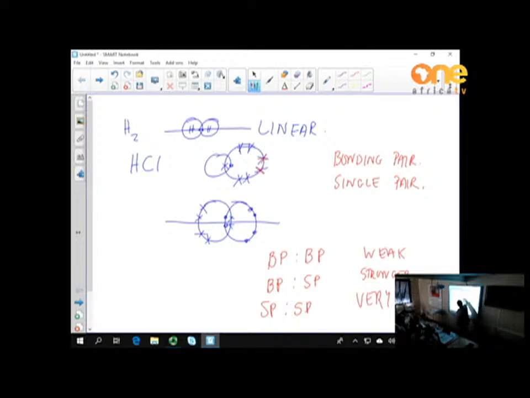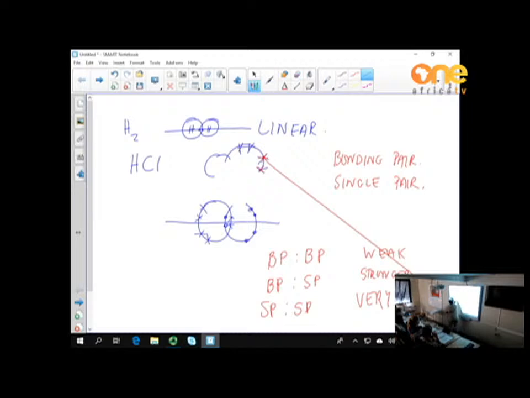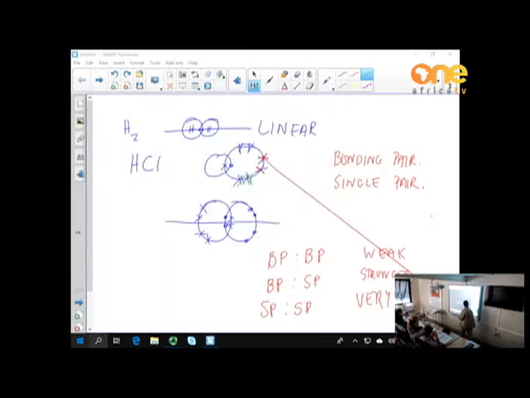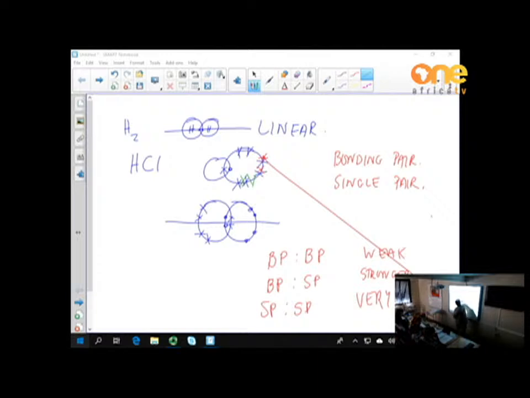Well, here I have a single pair, and there I have a single pair. If I have a single pair, now they go separate. There's a single pair, and there's a single pair. These two repel each other, so they push away. They will push away as far as they can in three dimensions.